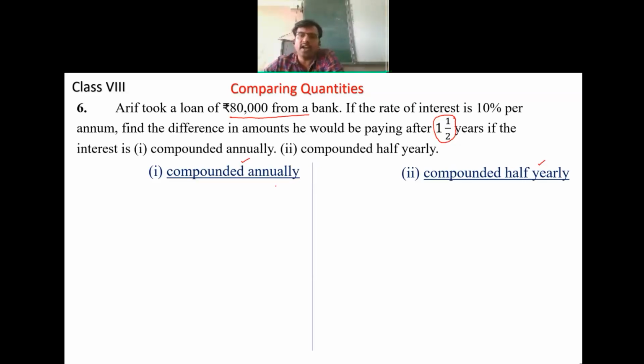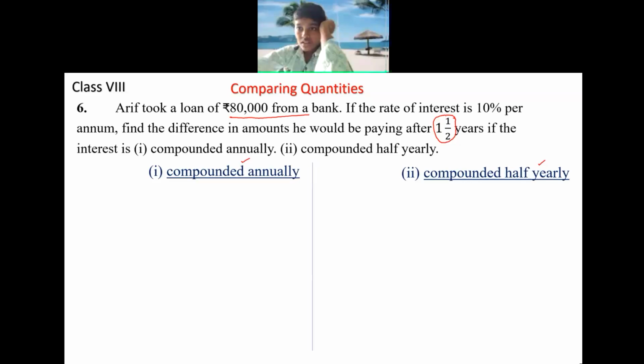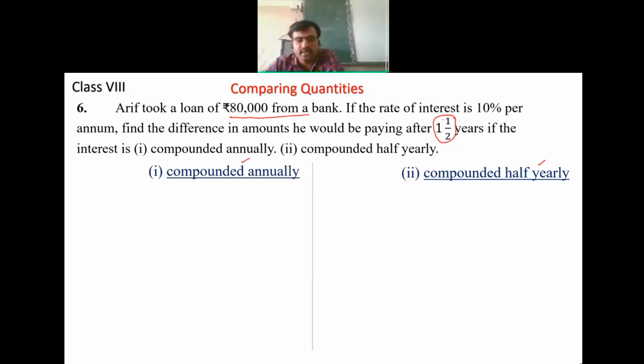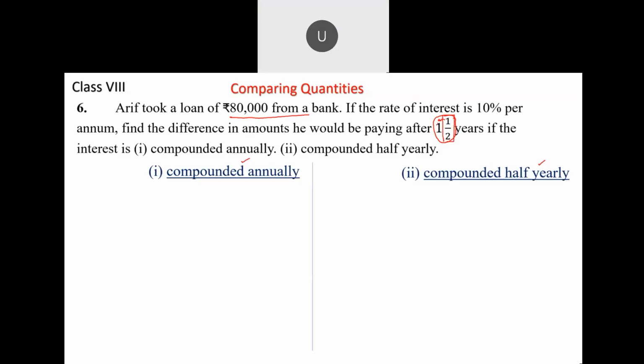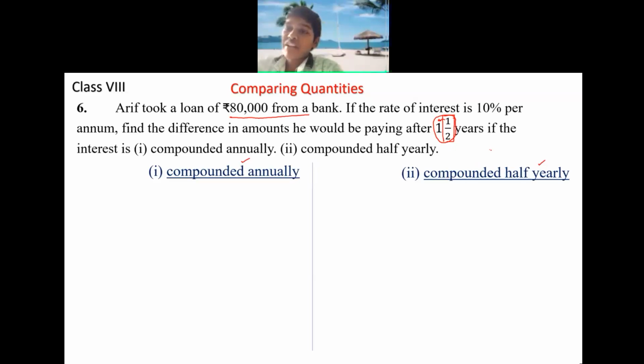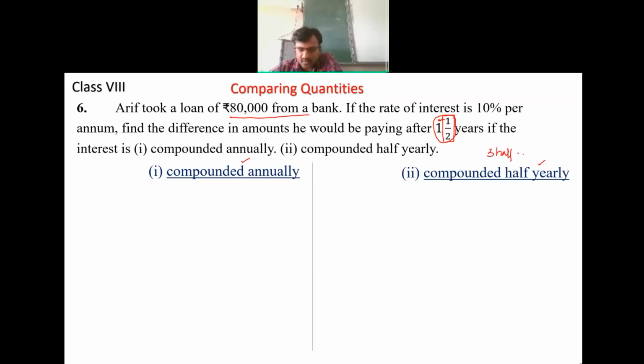What we have to do is calculate the interest separately for the next half year. This should be done separately. For doing this, we require the amount from here. For 1 year, you have to calculate the amount. This amount you consider as principal for the next half year. This second part has an easy way. 1.5 years means 3 half years.